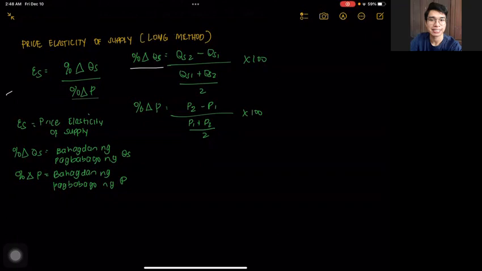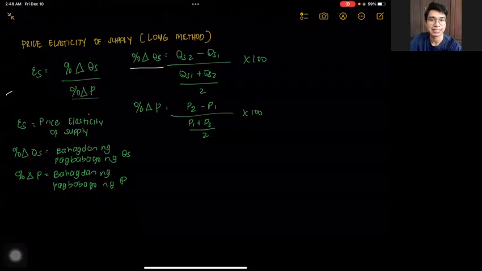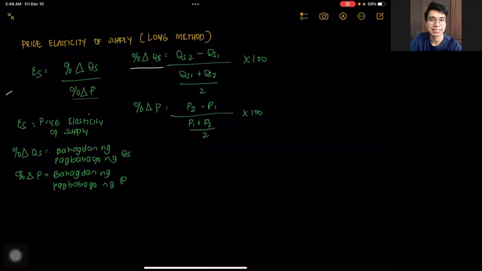Good day, everyone. So today we will discuss about the price elasticity of supply. So when we say price elasticity of supply, sinusukat natin dito yung bahagdan ng pagbabago ng quantity supply tuwing may pagbabago sa presyo. So alamin natin ano kaya yung nagiging response ng mga supplier o producer sa tuwing may pagbabago ng presyo. Gaano kaya kataas ang percentage ng pagbabago ng presyo at gaano kaya kataas ang percentage ng pagbabago ng supply sa isang produkto na ibinibenta ng mga producer or supplier.